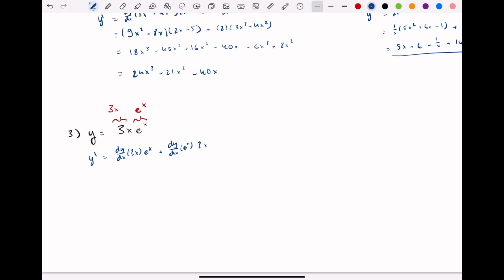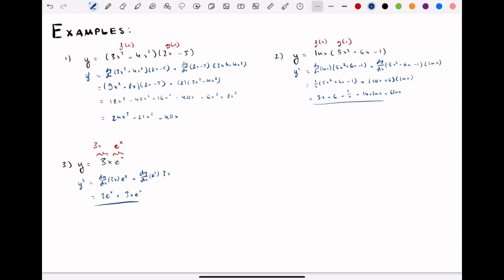it by 3x. So the derivative of 3x is simply 3, so 3 e to the power of x, and then the derivative of e to the power of x is simply e to the power of x, so we're going to have 3x times e to the power of x, and this right here is going to be our final derivative. So I hope that these examples really showed you how you apply the product rule.